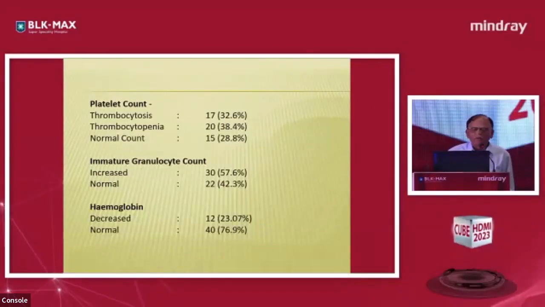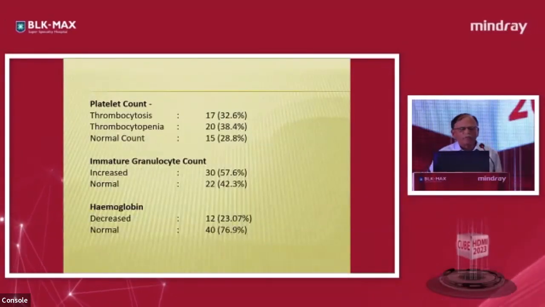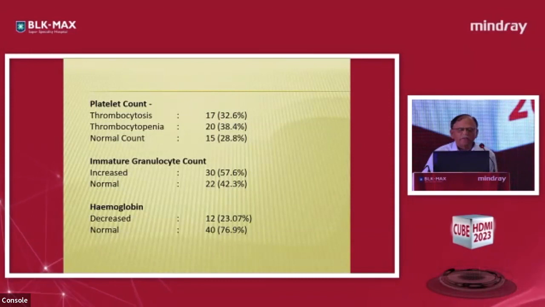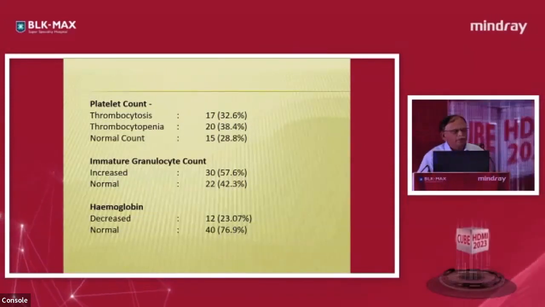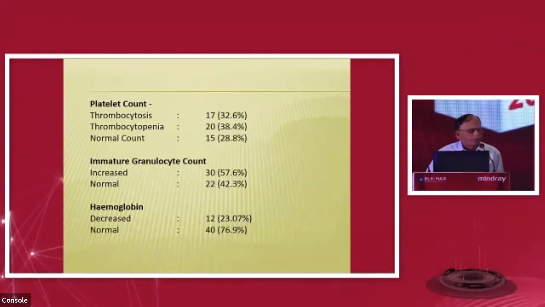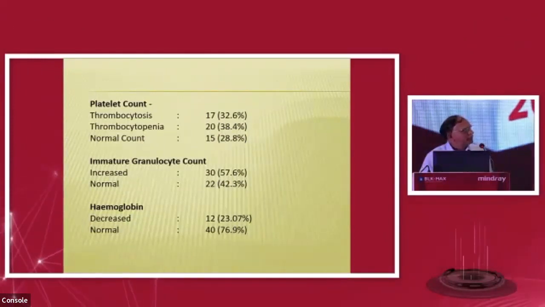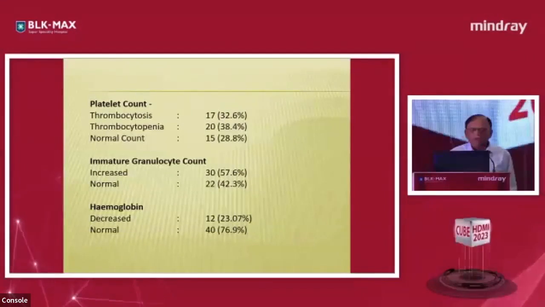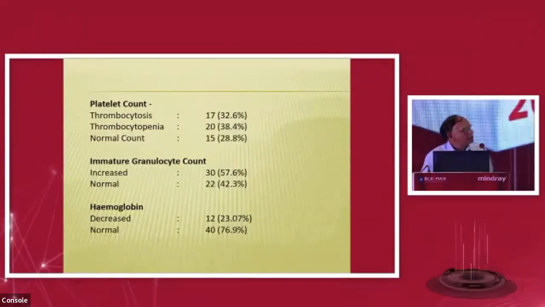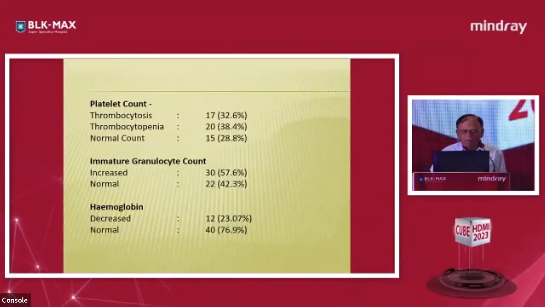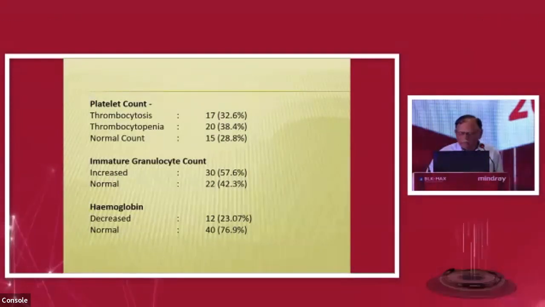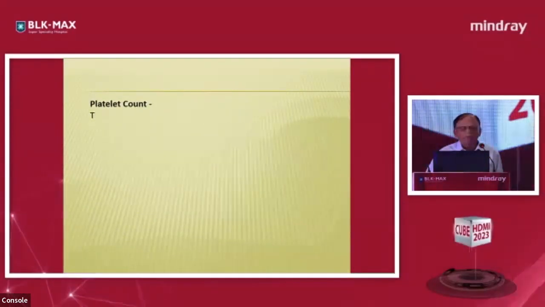Now, platelet count, again in this group, we had thrombocytosis in 17 cases and thrombocytopenia in 20 cases. And immature granulocyte count was increased in 30 cases out of 52 and normal in 22 cases. And hemoglobin was again decreased in 12 cases and it was normal in 40 cases.